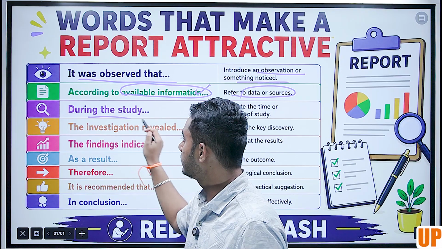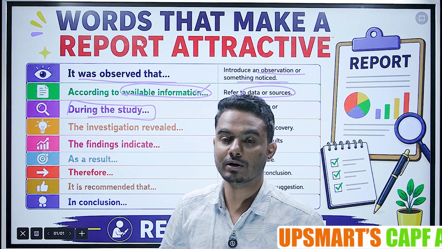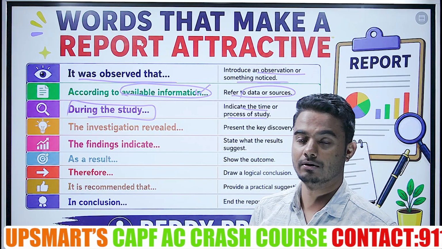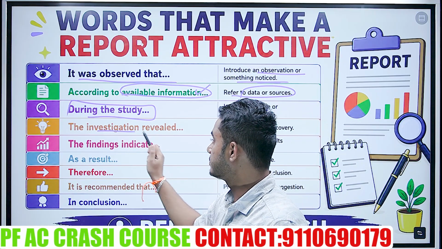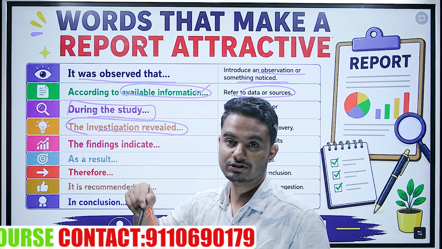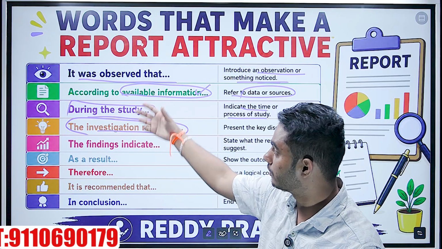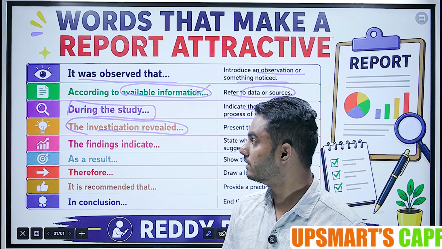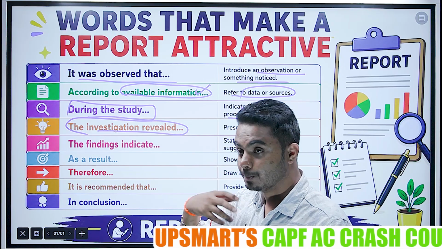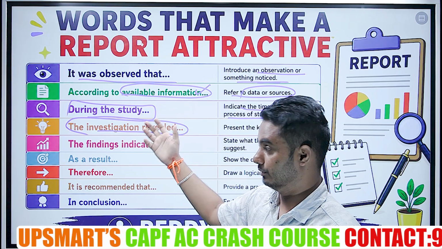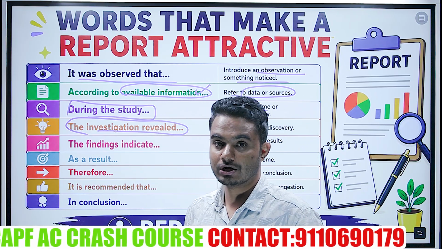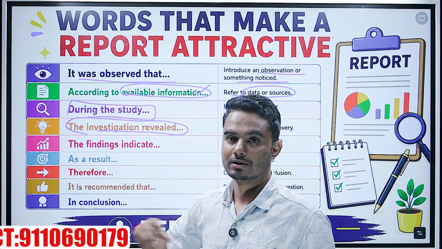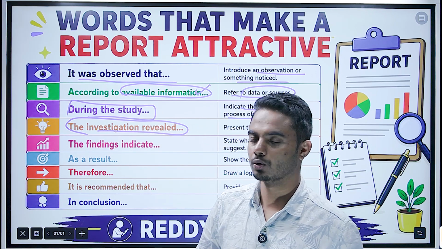Next thing, during the study, your case study, indicate the time or process of the study when you have done it. "The investigation revealed that." See the official tone, you are getting a knack of it, right? When you go to the observation, it is "during the study." When you present them, it is "available information." What the investigation revealed, the other data, that is this thing. "It was observed that." Same words, but official in tone.